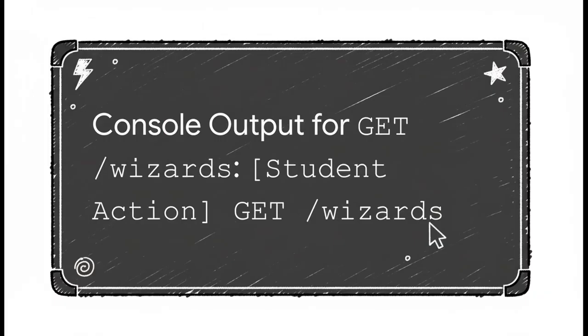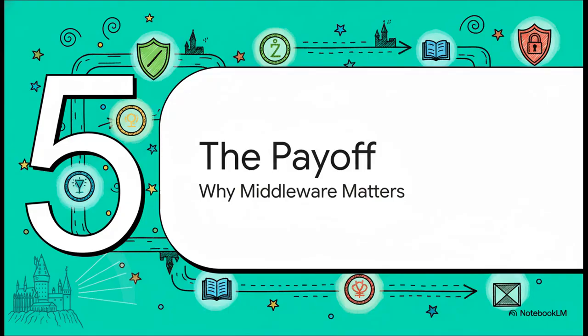So what happens when we run this? We hit the /wizards endpoint, and bam, there it is right in our server's console. The message from our middleware pops up exactly as we wanted, right before the route handler does its job. It just works.